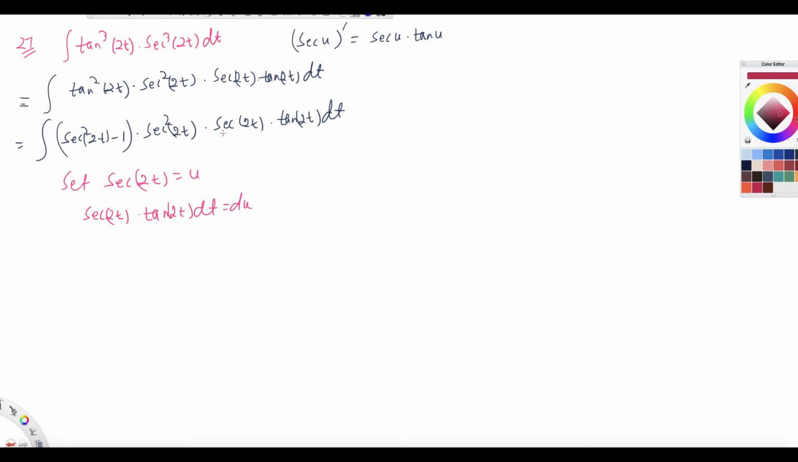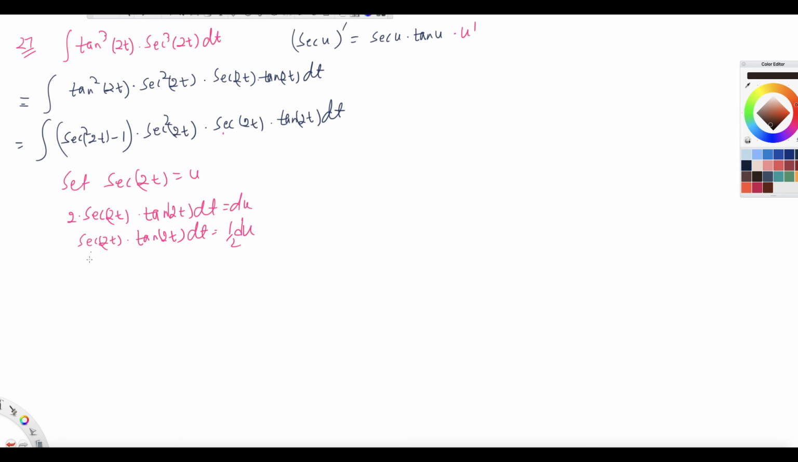By the way, that is secant 2t tangent 2t times u prime. That is the formula of the secant: the derivative of secant u will be secant u times tangent u times u prime. So what is u prime? Here, the derivative of that inside is times 2. Let me write 2 here. So that is basically secant 2t times tangent 2t, and then dt will be 1/2 du. That's what you will get.